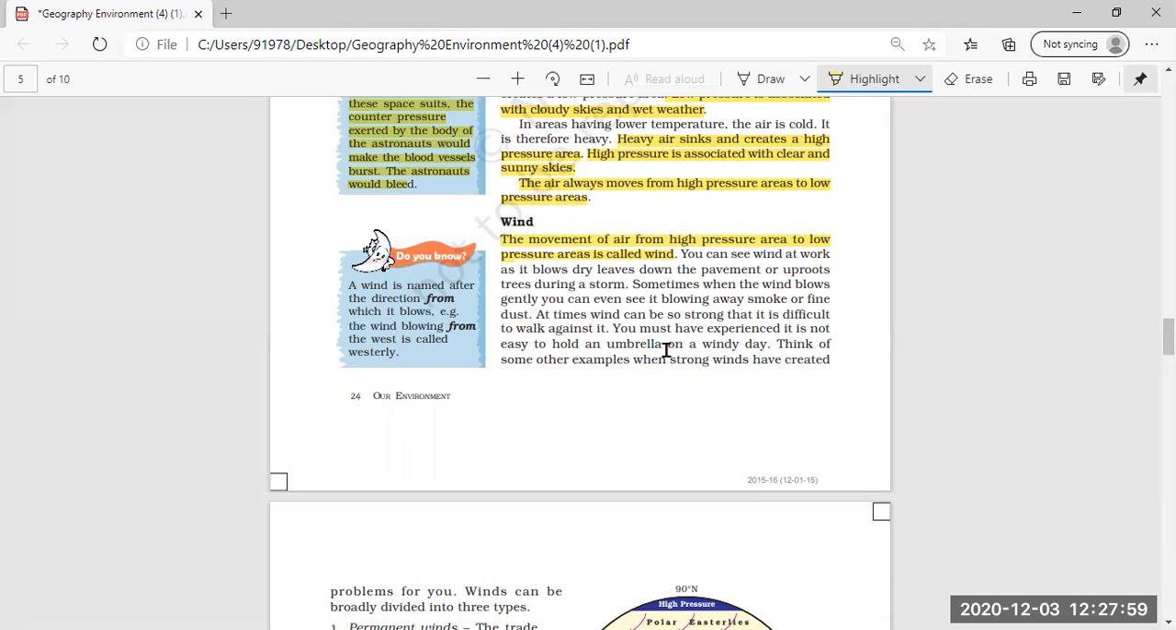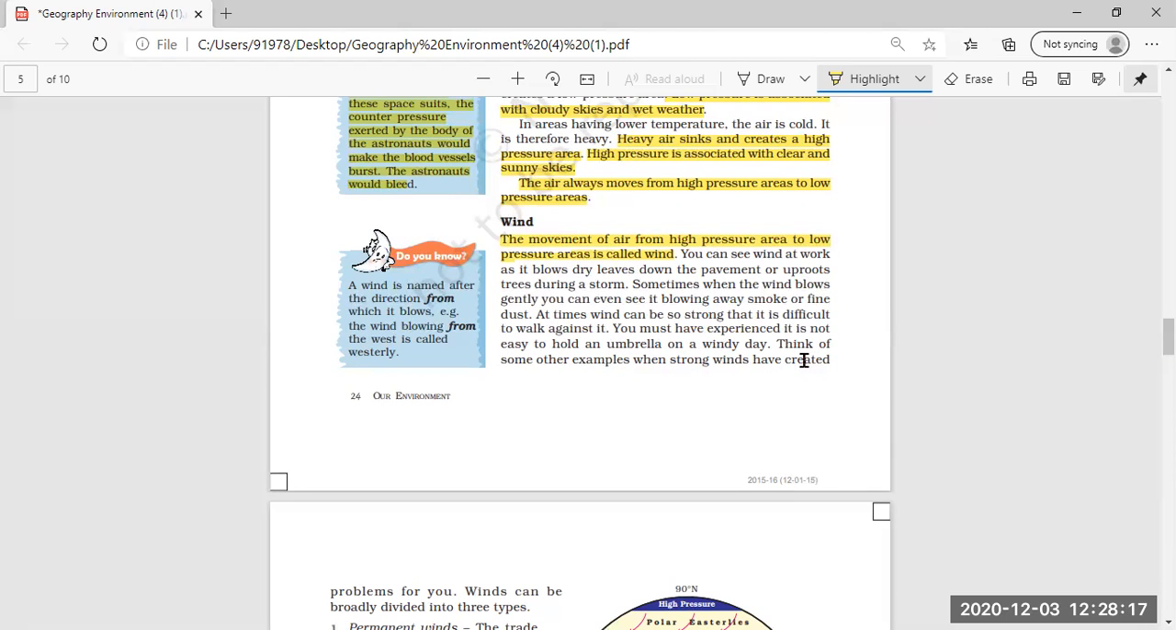At times, wind can be so strong that it is difficult to walk against it. Sometimes the wind is so strong and its speed so high that we can't walk against it.